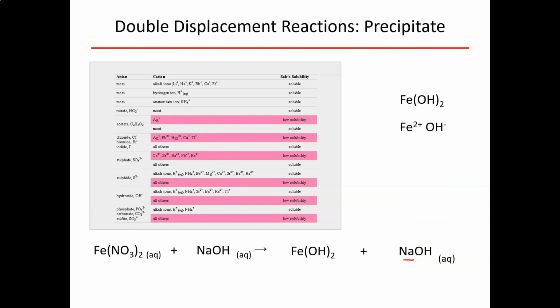So now I want to look at my sodium hydroxide. So I'm going to look under hydroxide on my table, and I'm going to look and see that iron 2 fits in this all others category, which means that it has a low solubility. So that tells me that iron 2 hydroxide is insoluble in water, so its state would be solid. So therefore, I would state that it's solid here, and I would get a precipitate with this reaction.